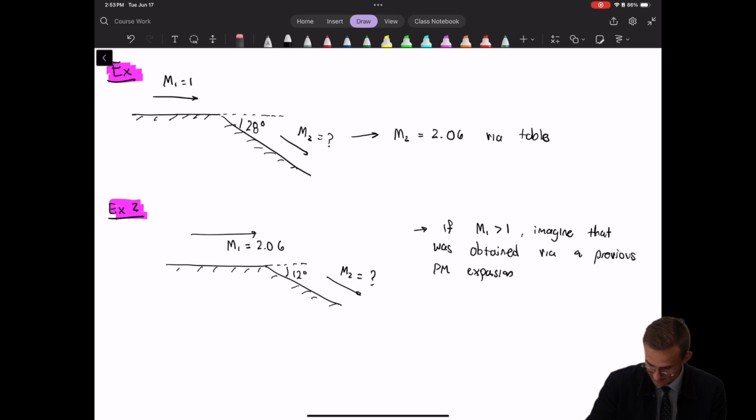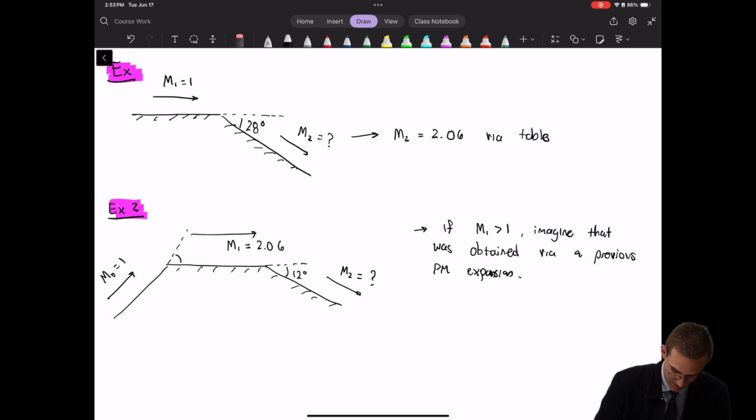So what do I mean by that? Well, I want you to go in here and draw a previous Mach number that led into this, that started at M naught equal to 1. And then I want you to find what this angle is. So let's call it nu 1.